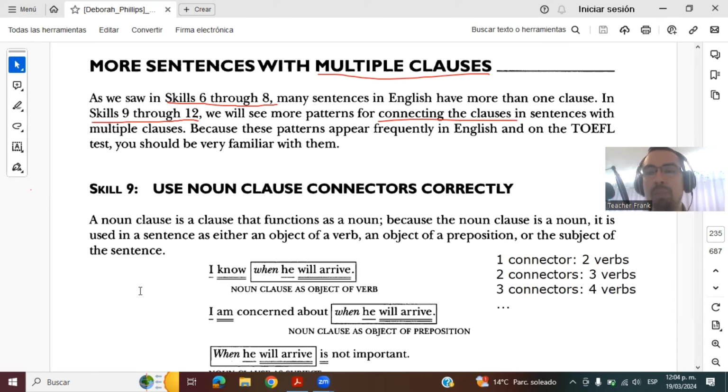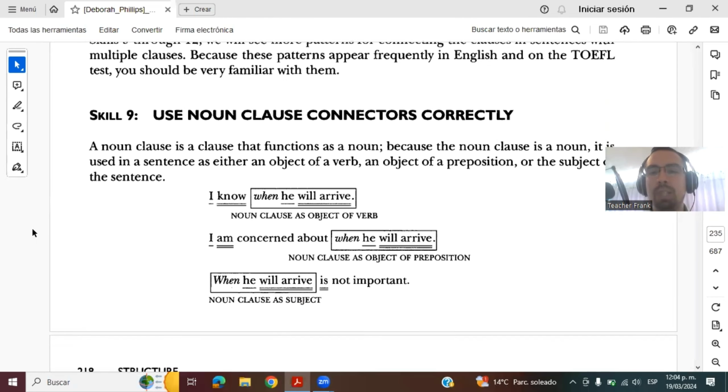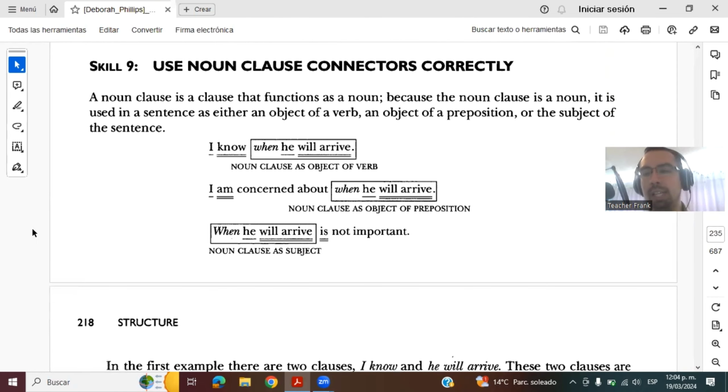From here, the grammar starts to get crazy. So if there's something that you don't understand, make sure you review it, because as we go on, it just gets more and more complex and more difficult, okay? So we're going to be looking at skill number 9 first. And we have to keep this in mind. Skill number 9 is going to be similar to skill number 11. And skill number 10 is going to be similar to skill number 12, right?